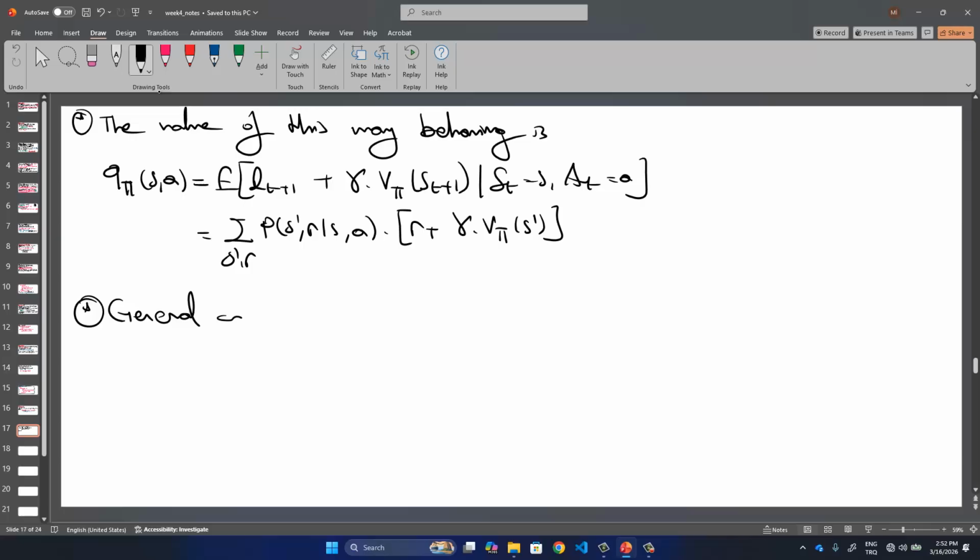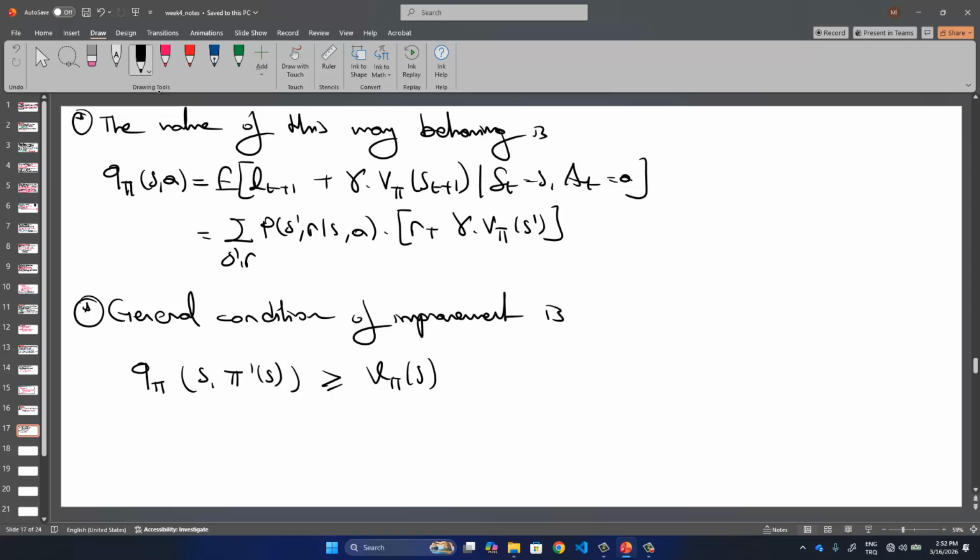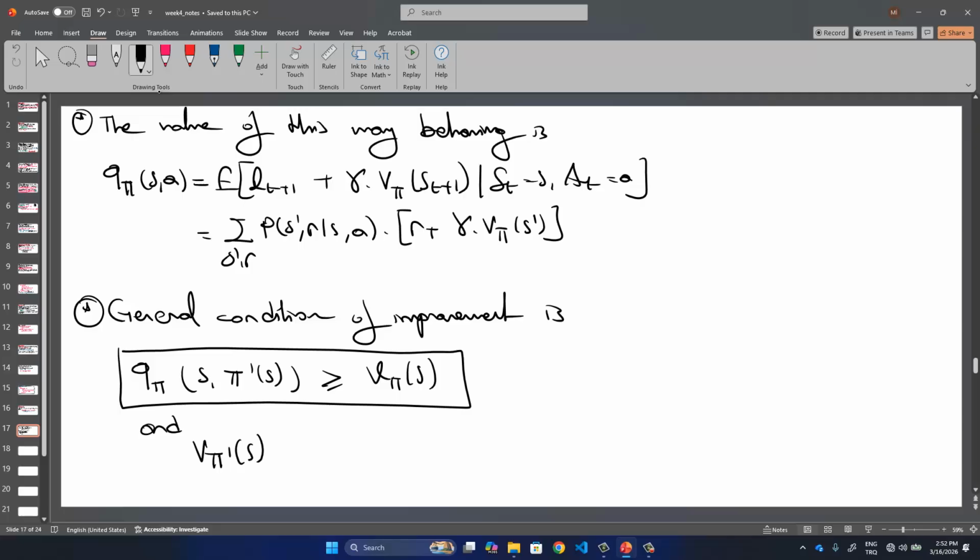Okay. The general condition of improvement is q pi of s, pi prime of s bigger than v pi of s. Right now, this is the general definition of the improvement. Okay. So if this is true, then we can say that v pi prime of s is bigger than v pi of s. This is the other condition.